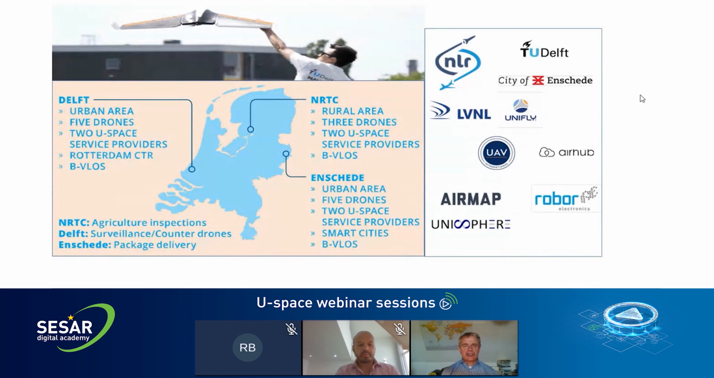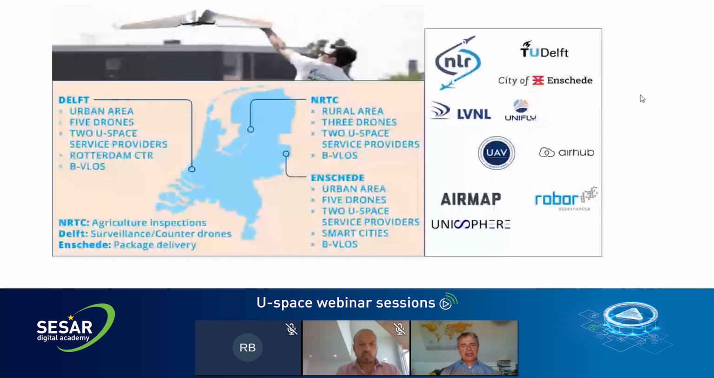The second demonstration was in Delft, where we flew in an urban area, actually above the city or the university campus, where again, the 2 use space service providers showed they were capable of dealing with 5 drones simultaneously. And in this situation, the area was shared with the service providers, so 2 drones were under control of 1 use space service provider and 3 drones under control of the other. And they had to coordinate the traffic to ensure that the plans were aligned and that they did not collide.